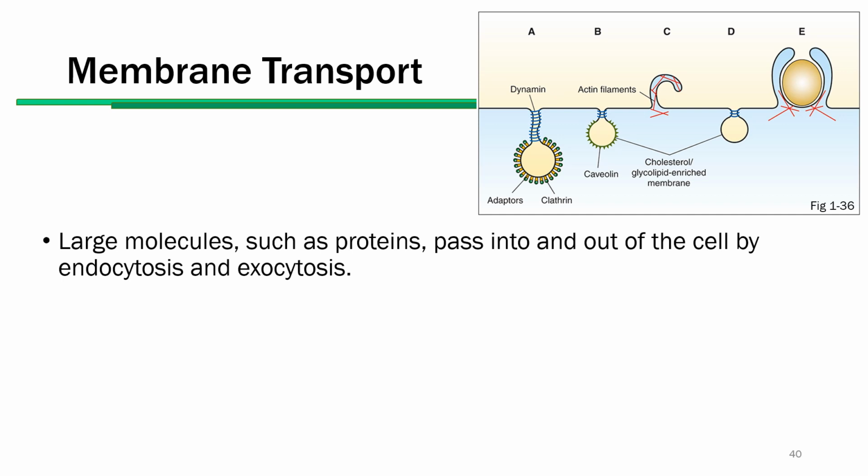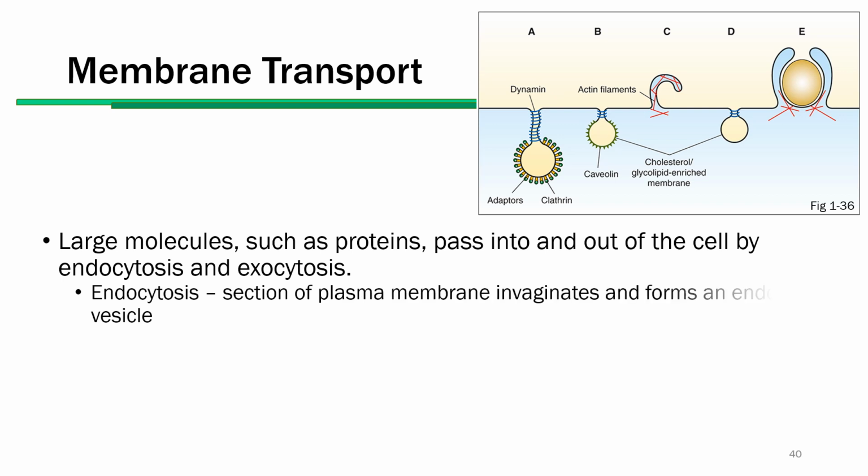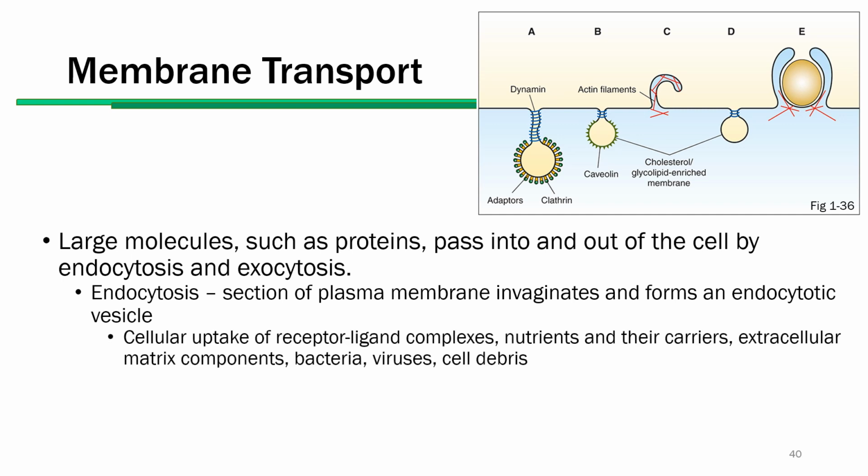Large molecules such as proteins pass into and out of the cell by endocytosis and exocytosis. Endocytosis is a section of plasma membrane invaginating and forming an endocytotic vesicle. So it's going to pull the molecule into the cell. Cellular uptake of receptor-ligand complexes, and it kind of shows that in this one. We've got some invagination of the receptor complexes. I think I have a better picture on the next slide too.